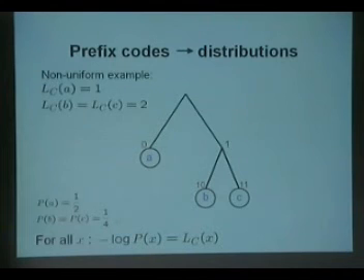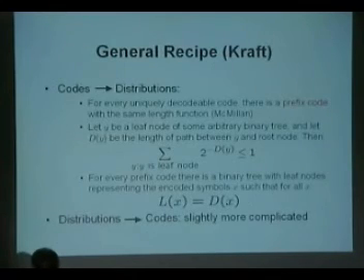Minus log probability of A is minus log 1/2, which is 1. Minus log probability of B is minus log 1/4, which is 2. And the number of bits needed to encode B is 2 in this code. So here I have this equivalence between code length function and distribution, again with equality. I start with this code, and I can construct a distribution which has this property.